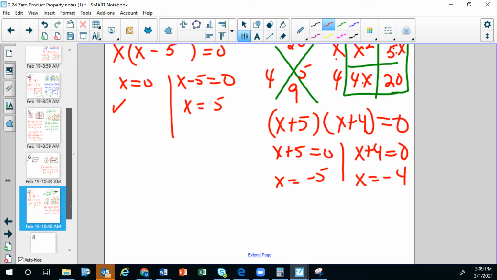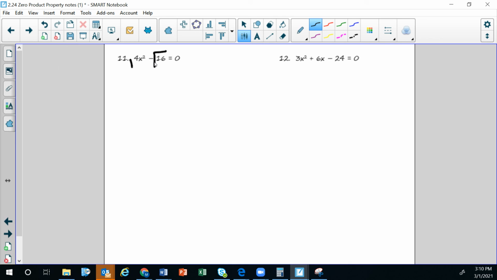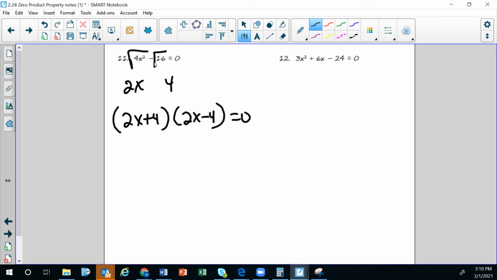All right, let's look at the last one. Now, if you notice, number 11 is one of the special factors. It is the difference of perfect squares. And so if you go ahead and take the square root of 16 and the square root of 4x squared, that's going to give you 2x and 4. So my factors are going to be 2x plus 4 and 2x minus 4, and that is equal to 0.